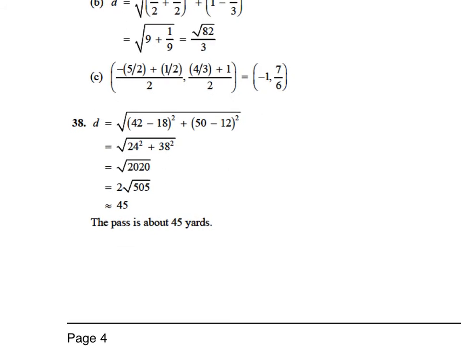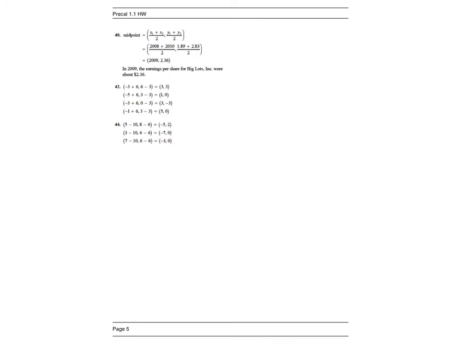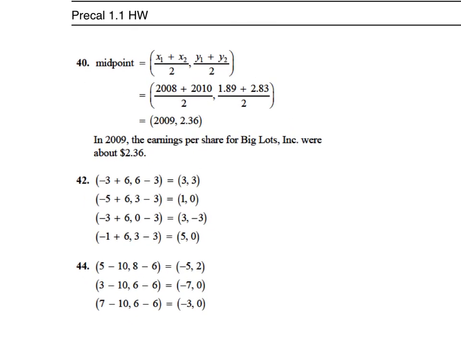38. So if you didn't have a calculator, you would have left it as 2 root 505. On a standardized test, because that's kind of where a question like this would pop up, you would then take it to the next step and say it's approximately 45 yards. 40, the midpoint would have been at year 2009, and the earnings per share would have been $2.36.